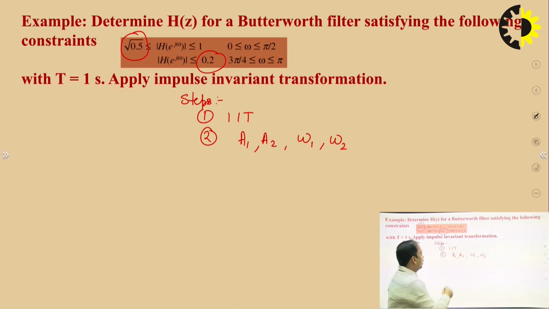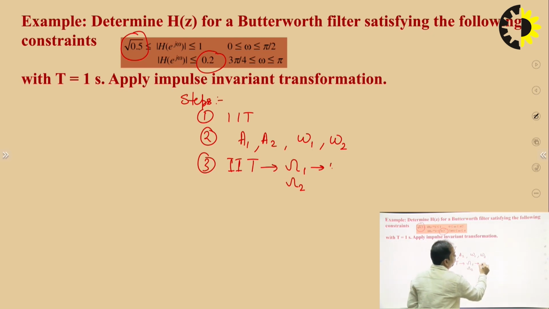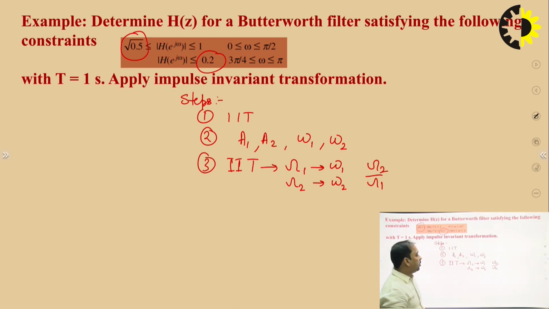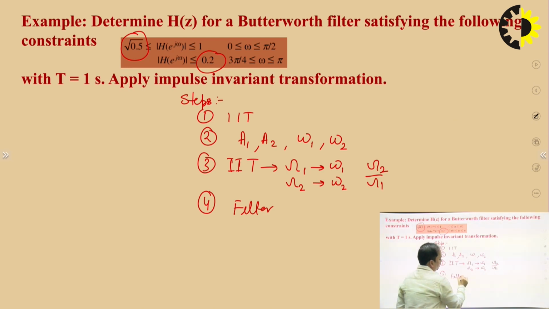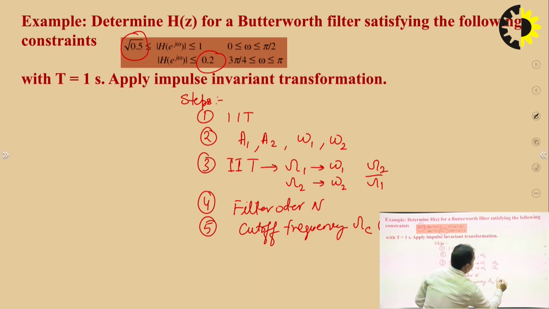Once these frequencies are known, the third step is, with the help of the impulse invariance transformation, we need to calculate Ω1 and Ω2 corresponding to omega 1 and omega 2. Also, at this particular stage, we are interested in finding the ratio Ω2 by Ω1. Next, once this ratio is calculated, we are interested in calculating the filter order N. Next, fifth step, we are interested in finding the cutoff frequency, which is nothing but Ωc, with the help of the method we need to use, which is IIT.